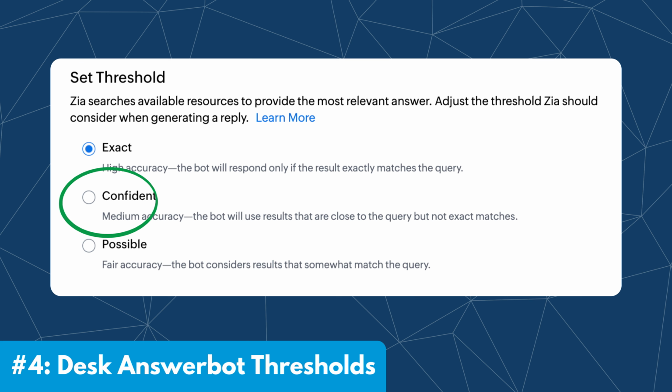Confident sits in the middle. The bot is now going to interpret the query and find closely related articles, even if the wording doesn't exactly match. And finally, possible, which is the lowest and it casts the widest net. Useful for loosely phrased questions where you want a bit more of a broader coverage.